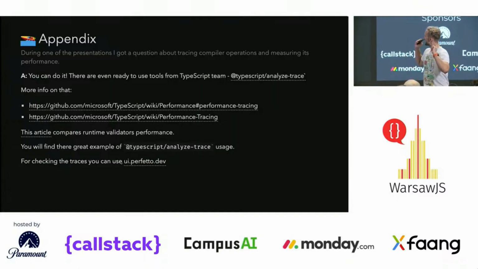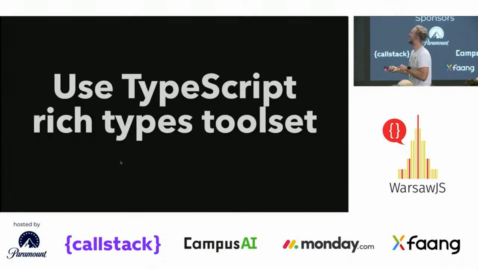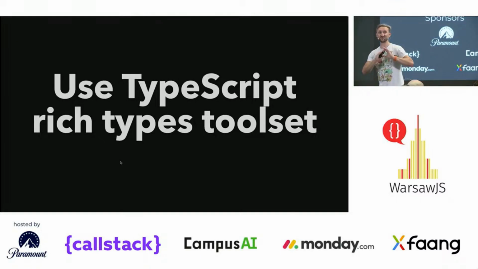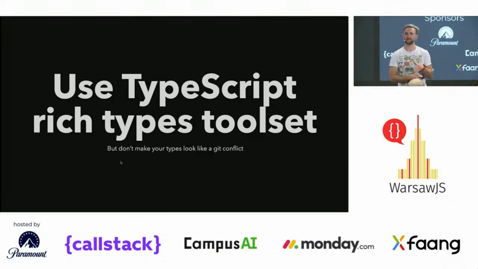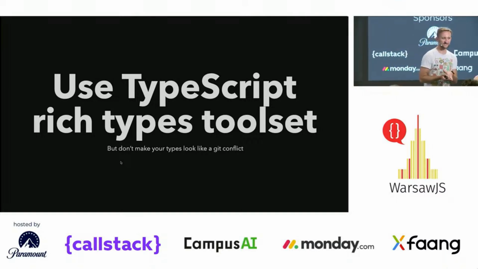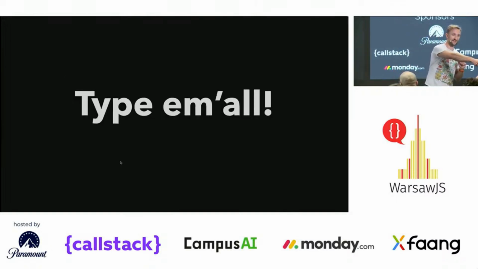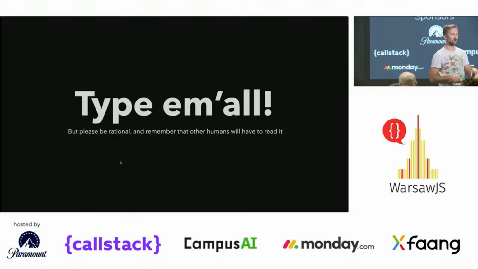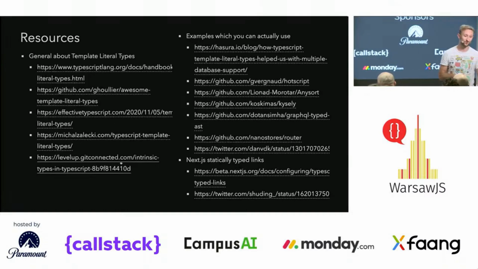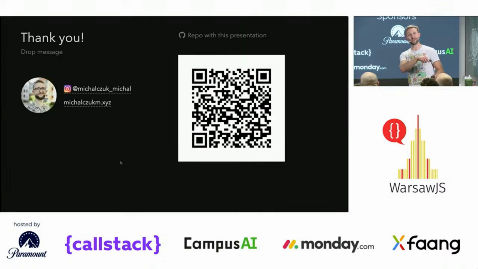Small appendix: if you would like to check the performance of the compiler, you can. I have the slide in my presentation, so sorry. In general, this is really a wrap-up. Use the TypeScript rich types toolset. Don't make your types look like a Git conflict, please. If they do, please take a step back. Type them all, but please be rational and remember that other humans will have to read it, including future you. And thank you very much.